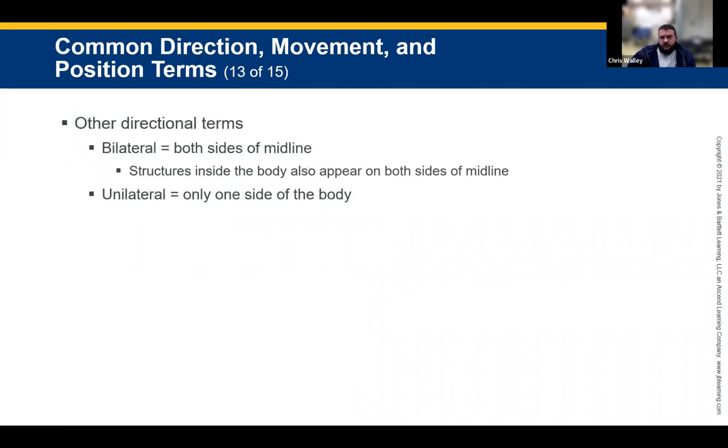Some other directional terms you have are bilateral and unilateral. A body part that appears on both sides of the midline is bilateral. Structures inside the body also appear on both sides of the midline. Something that appears on only one side is said to be unilateral. Use the terms properly so that other medical personnel can care for the patient, which we'll know immediately.